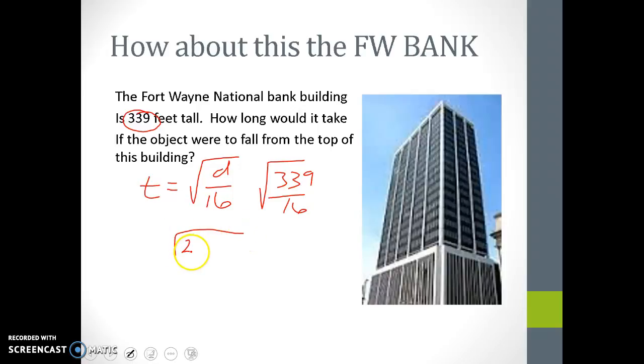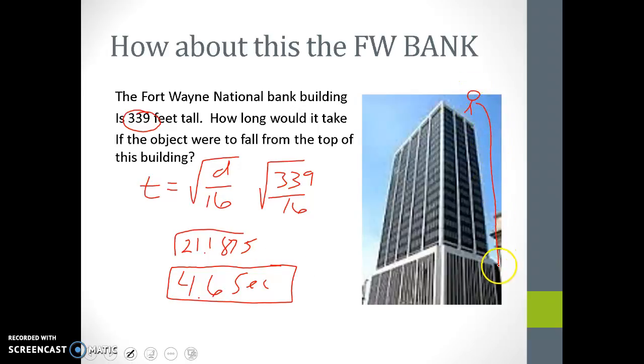So it's the square root of 21.1875. If we take our calculators out and plug in the square root of 21.1875, we would get close to, not exactly, but close to 4.6 seconds. So it would take 4.6 seconds if something was at the top of this building and we dropped it off. It would take 4.6 seconds for whatever it was to hit the ground.